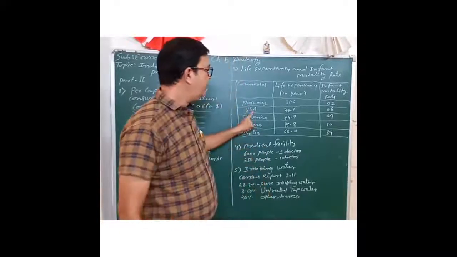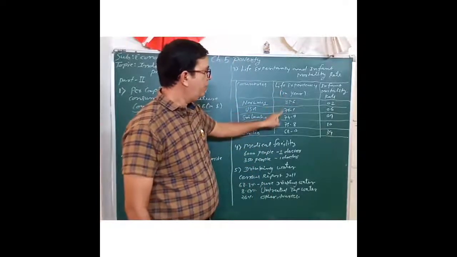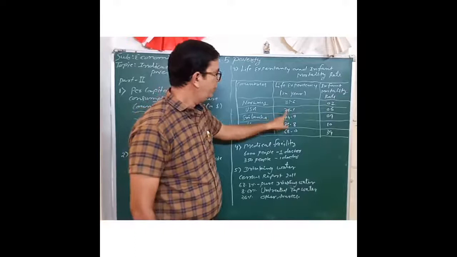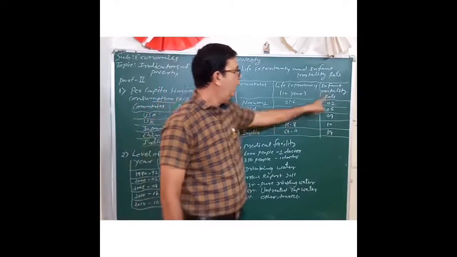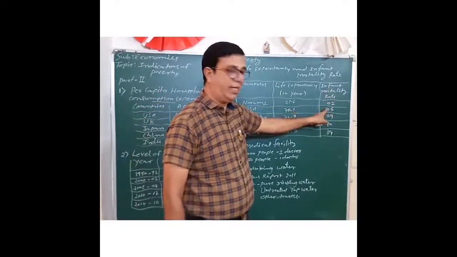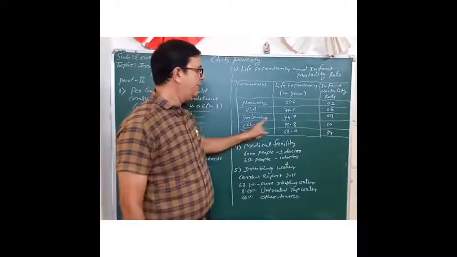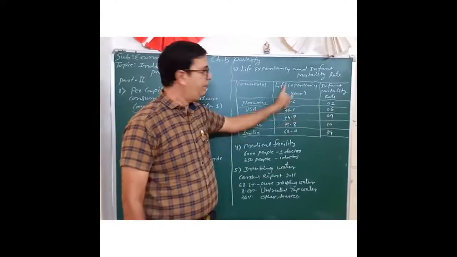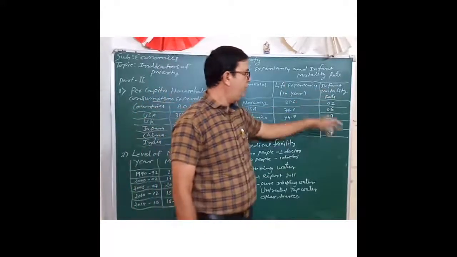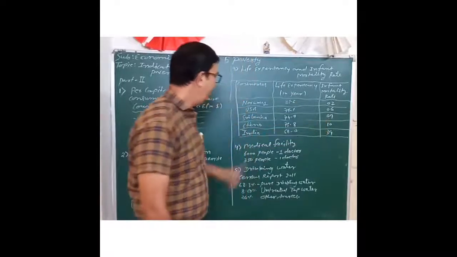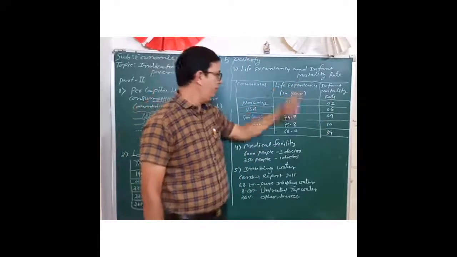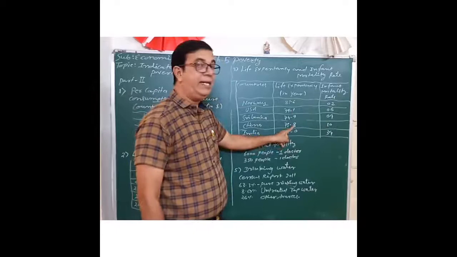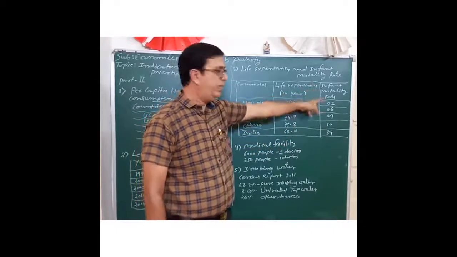Now USA life expectancy is 79.1 years, and infant mortality rate only 6. Sri Lanka has 74.9 life expectancy and infant mortality rate 9. In China life expectancy is 75.8 years, and infant mortality rate 10.